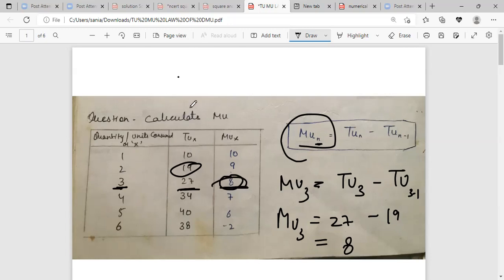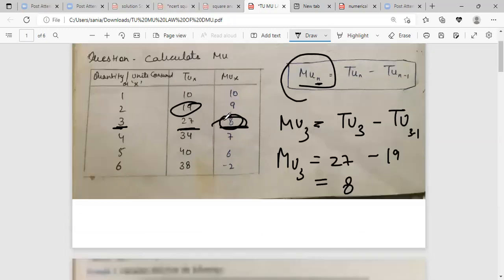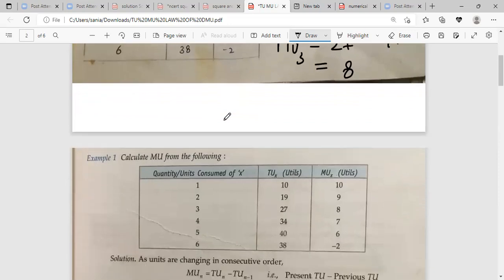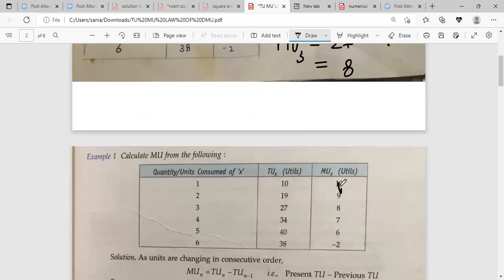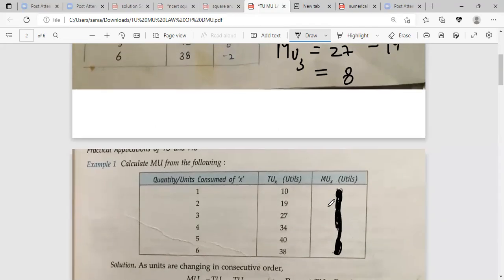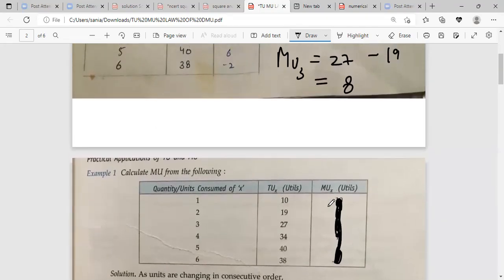Clear? Yes, teacher. Okay, so here is the question, just a minute. Just find out mu for this. Okay, teacher.